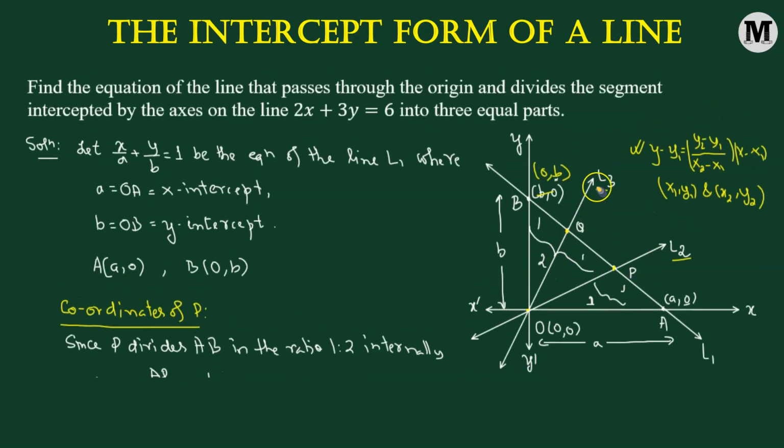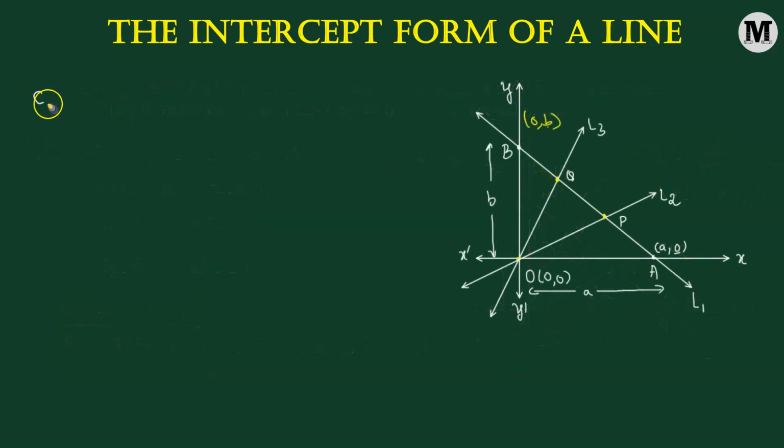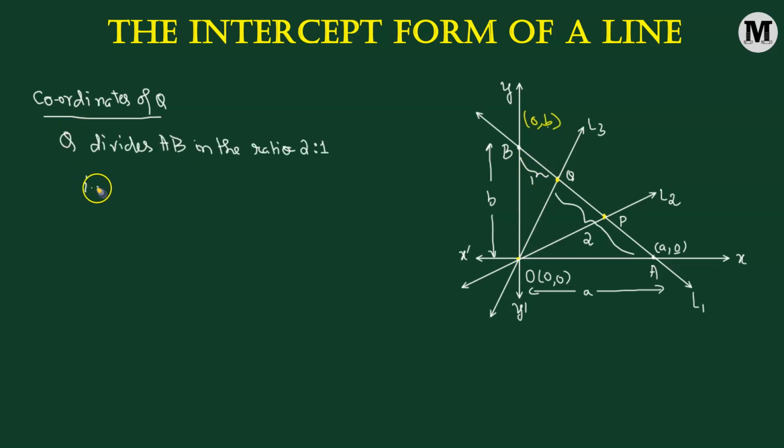Now we will find out the equation of the other line, which is L3. So let's begin by computing the coordinates of the point Q. To find out the coordinates of point Q, we're going to take again the help of the section formula. So here this time we will say that Q divides AB into ratio 2:1. So in essence, we are saying that the ratio of AQ to that of QB is 2:1.